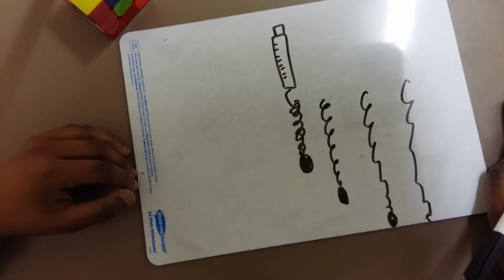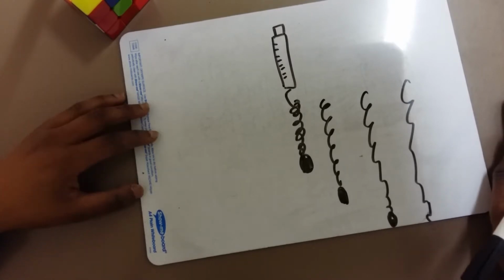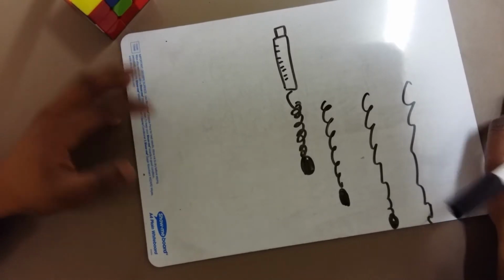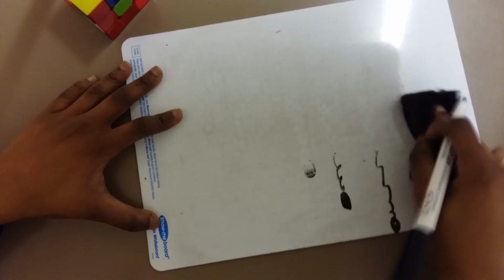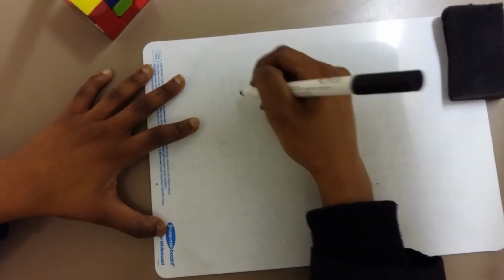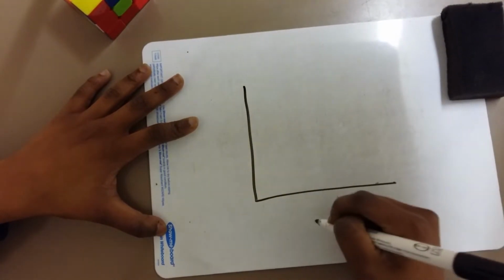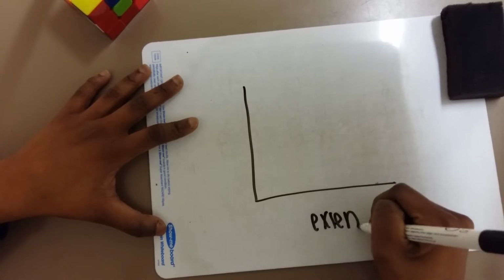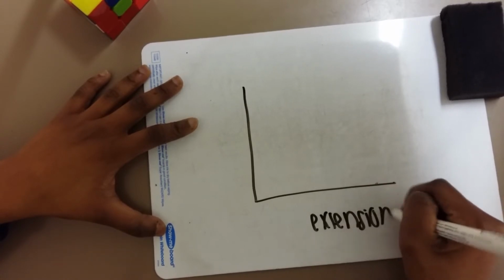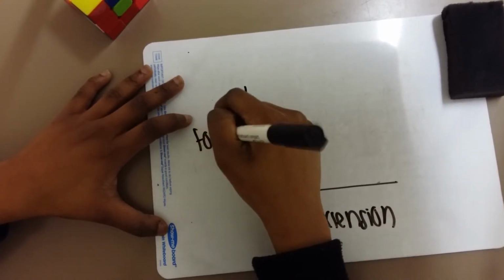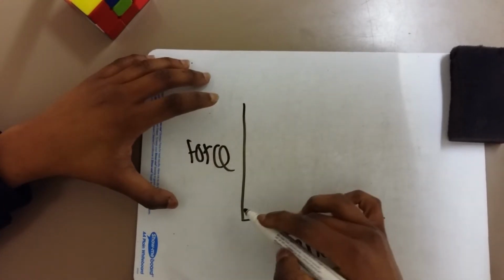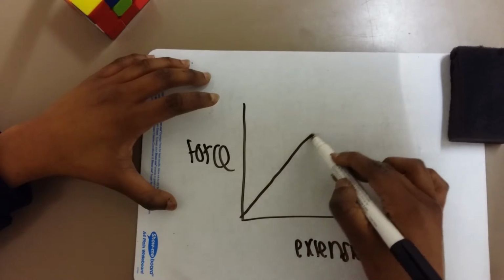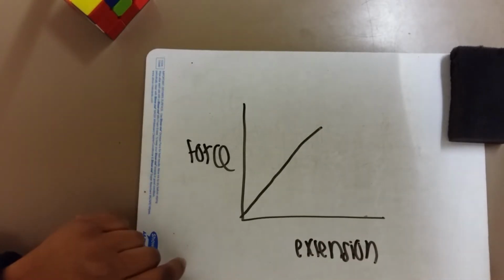And then you could use this data to calculate the extension, which is basically just how long the spring is stretched. And then you could plot a graph of the extension against the force. So you could be like, this is the extension. Force. So as the force increases, the extension increases, yes? But what happens at this point?